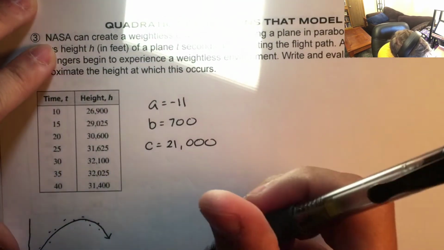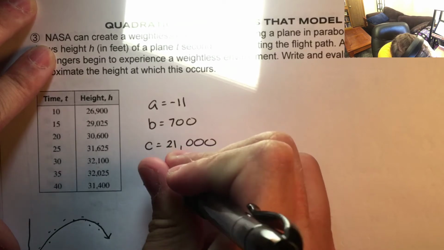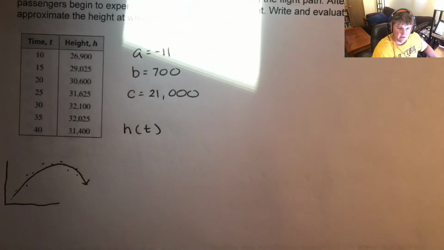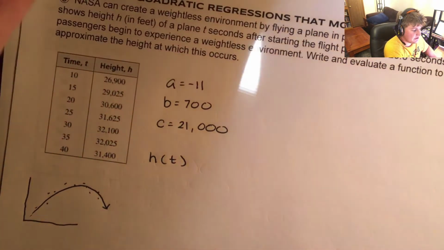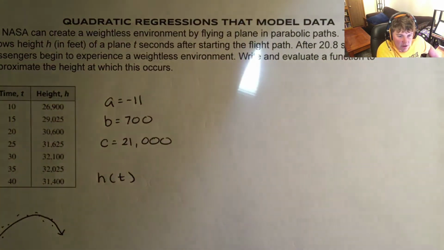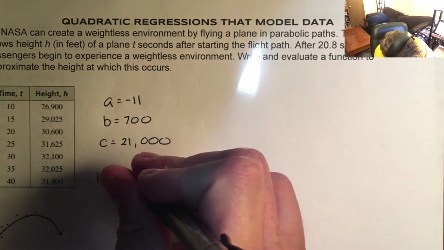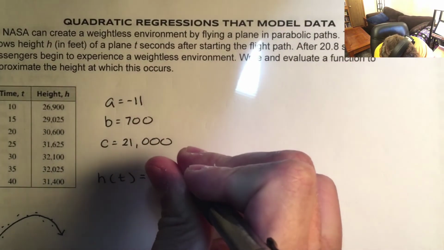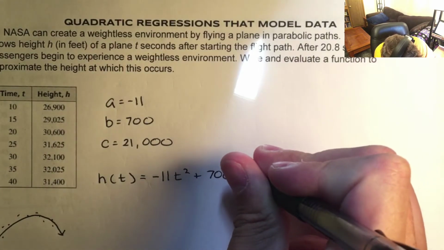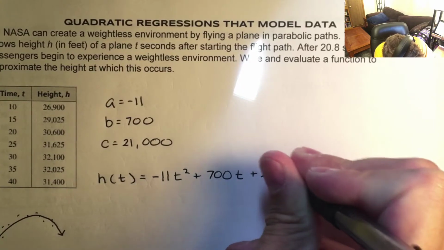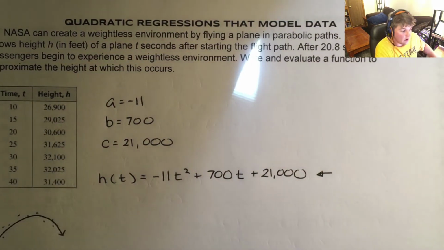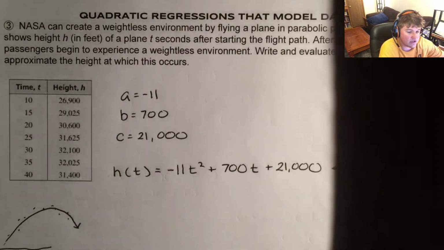Okay, meaning that my equation is going to be h of t, because height is a function of time. So I have h of t is equal to -11t squared plus 700t plus 21,000. Okay, so this is the equation to my function representing all of these ordered pairs that we had.